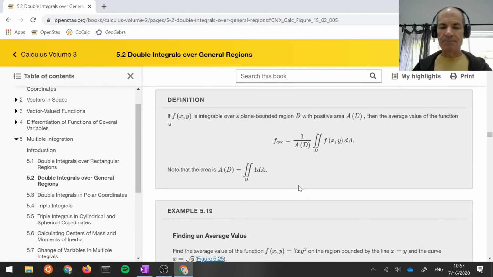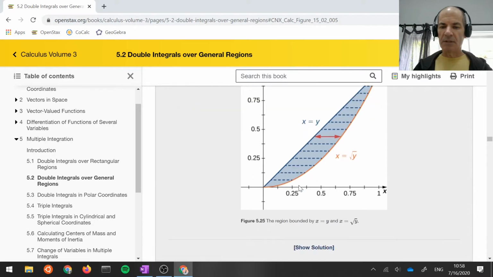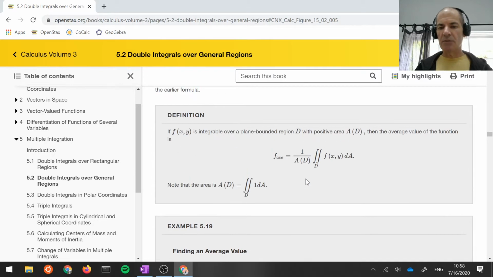All right. This is the average value formula, which we'll do an example of. Again, the average value is really just a matter of setting up the integral and then dividing by the area of the region.